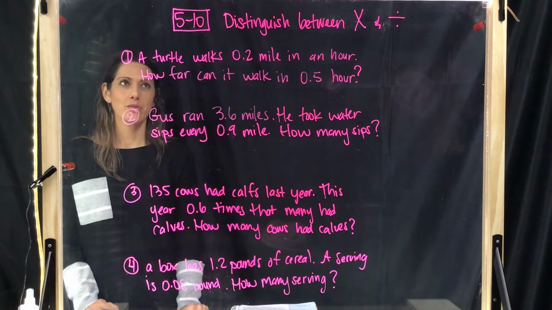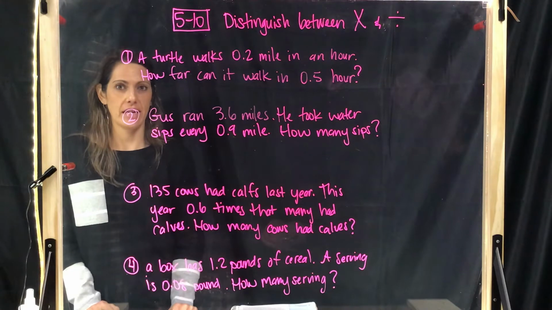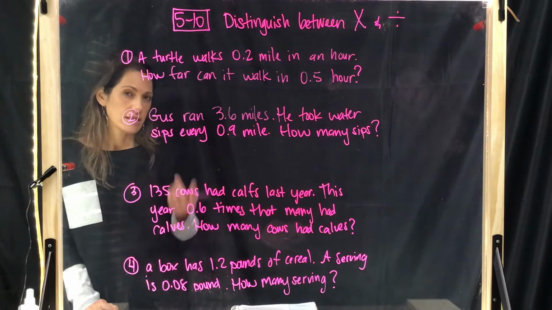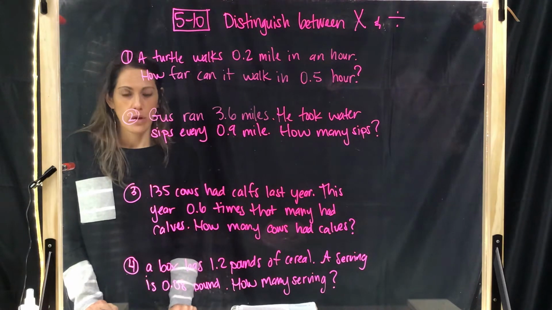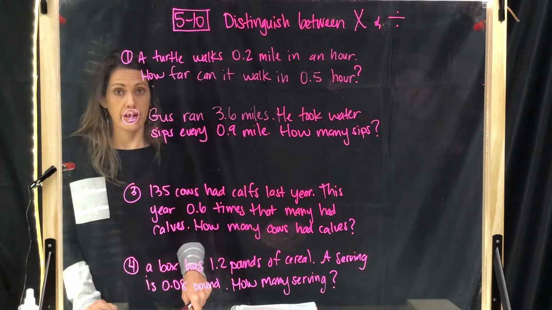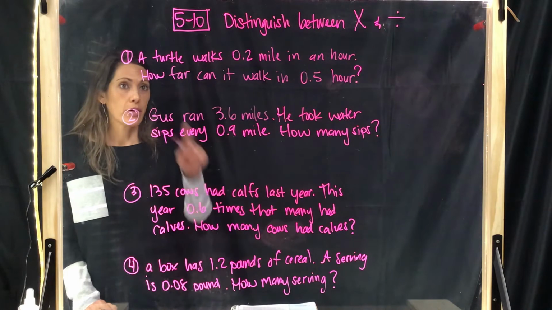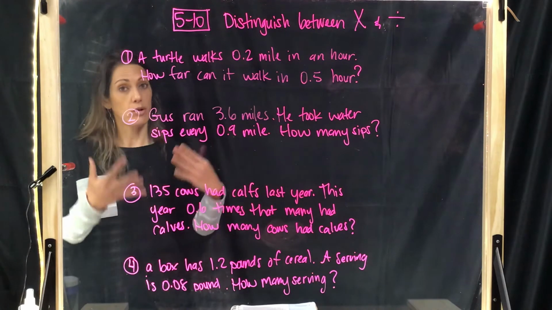Hi, fifth graders. We're on 5.10 and we are going to distinguish between multiplying and dividing. This lesson is a little tricky, so you may have to watch this video more than once or practice a lot in your Fat Cheetah book, which is on page 193. I'm going to go through a couple of examples and show you whether we should multiply or divide.